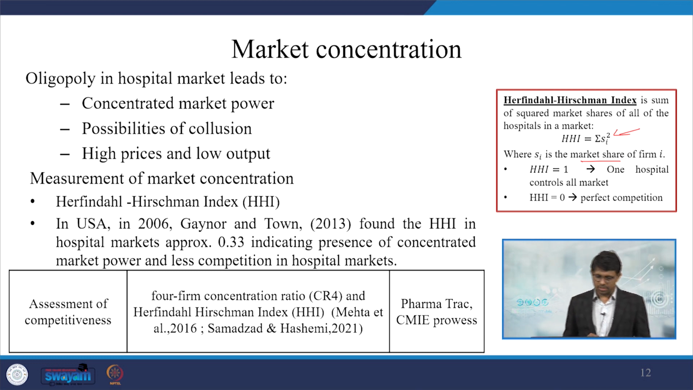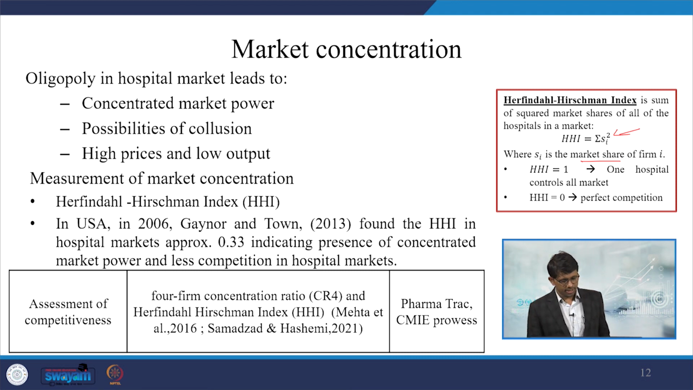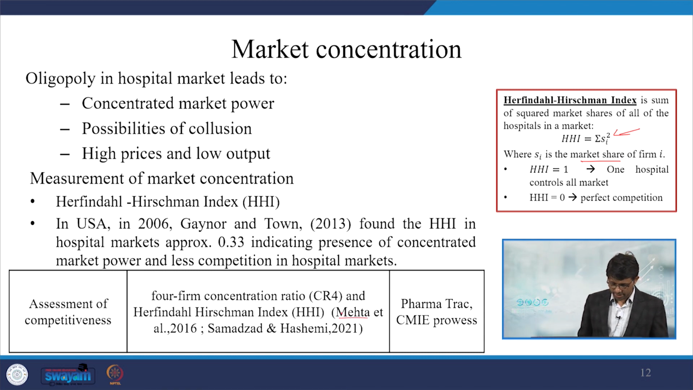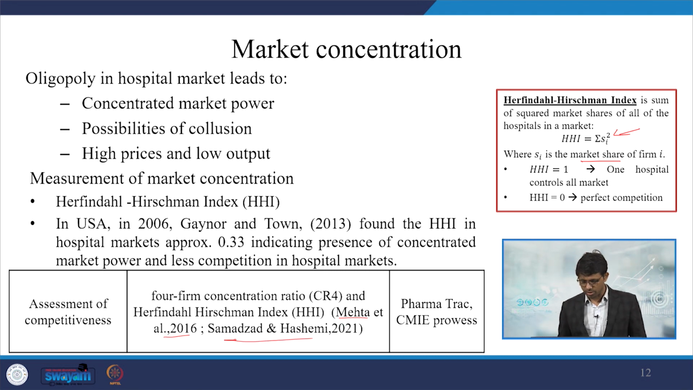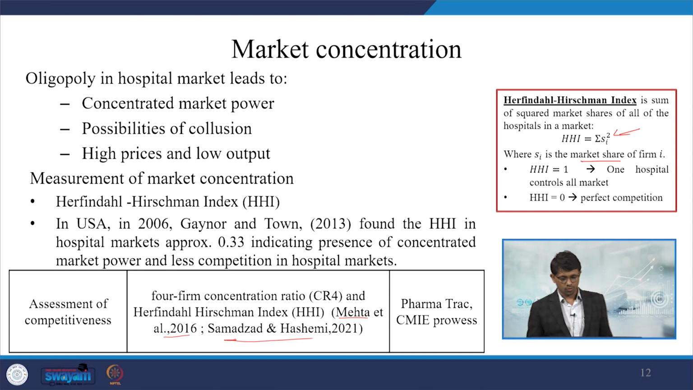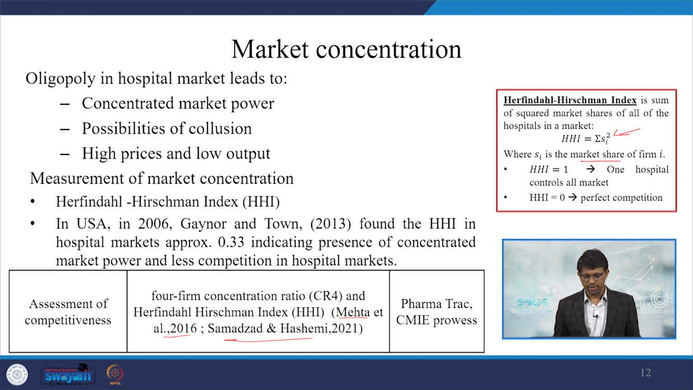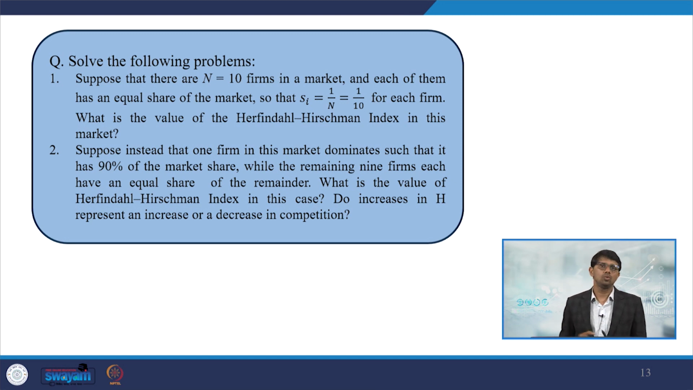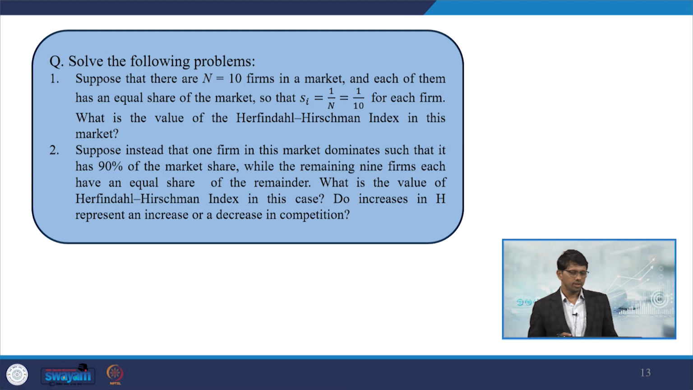There are other approaches of estimation you can use to assess competition. Usually the concentration ratio is measured, in the standard format called CR4 for industry concentration, and we also follow HHI. Some of the papers we have referred to are Mehta et al. 2016 and Samjad and Hassemi 2021. You can also use data sets like PharmaTrack and CMI Prowess to understand the concentration and how it works for your research. We are just putting two examples for you to calculate and understand market power or concentration.